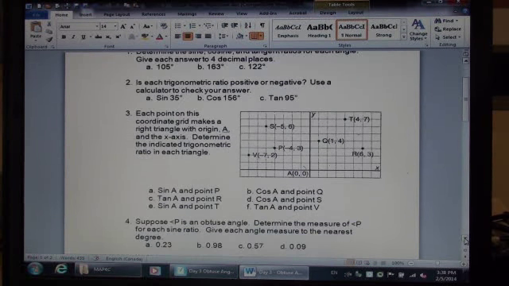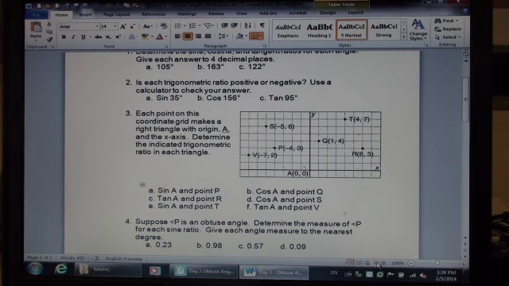Each point on this coordinate grid makes a right angle with origin A. Determine the indicated trigonometric ratio. You see, it's not asking you to solve it. They're saying sine A and point P, so you're doing the sine of the angle here using point P, so you would draw a triangle. They aren't asking you to solve it, they just want you to set up the ratio.